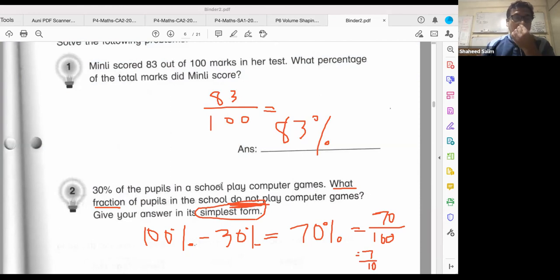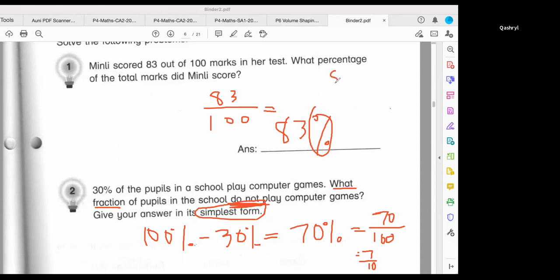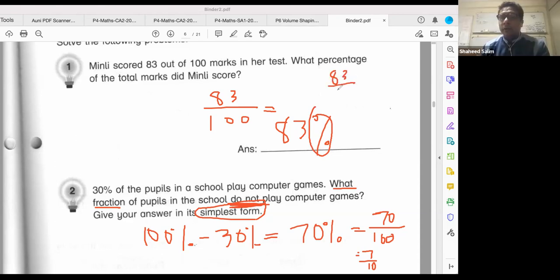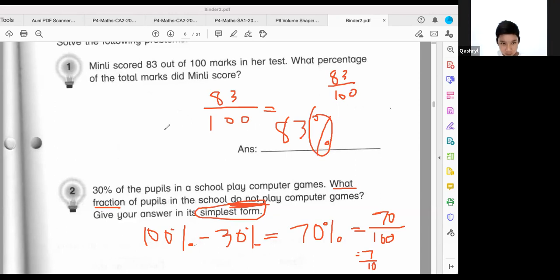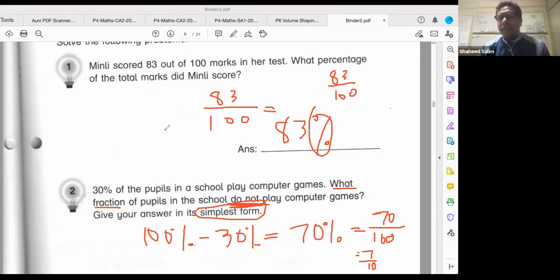Down here is over 100, right? So the denominator for percentage is always 100. So 83%, 83 over 100. My math teacher said it can be 10, 100. That means she's talking about changing from fraction to decimal to percentage, or decimal to fraction to percentage. I think that's what she means. But let us try now. Next one.